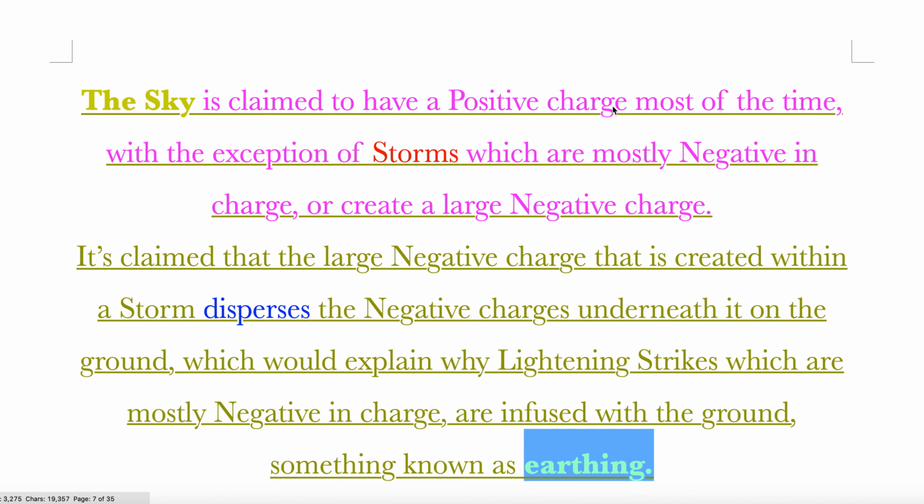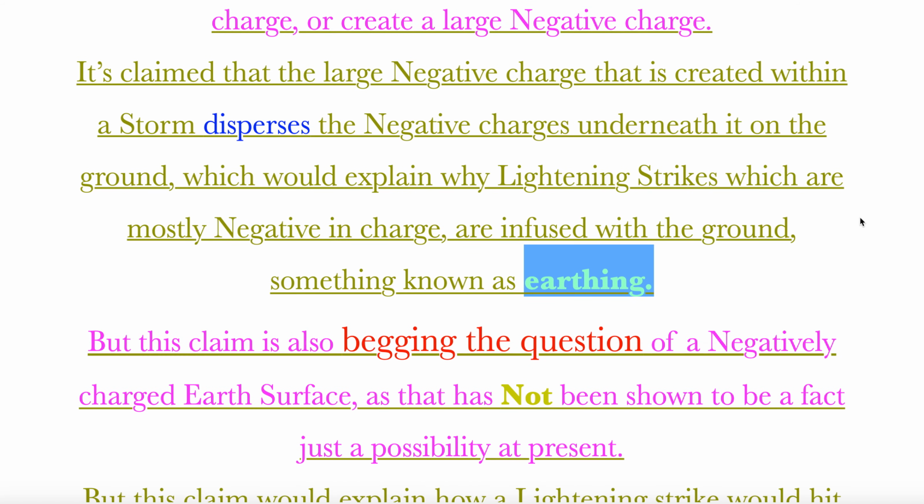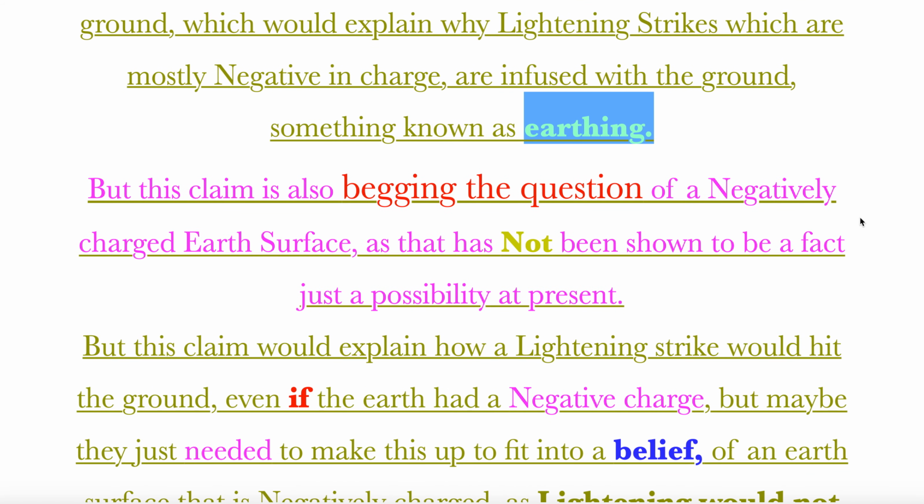The sky is claimed to have a positive charge most of the time, with the exception of storms, which are mostly negative in charge or create a large negative charge. It's claimed that the large negative charge that is created within a storm disperses the negative charges underneath it on the ground, which would explain why lightning strikes, which are mostly negative in charge, are infused with the ground, something known as earthing. But this claim is also begging the question of a negatively charged Earth's surface, as that has not been shown to be a fact, just a possibility at present.